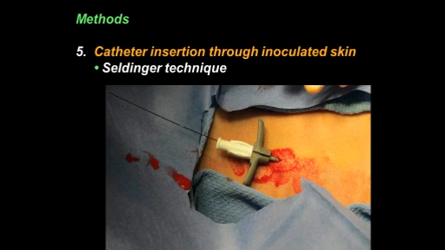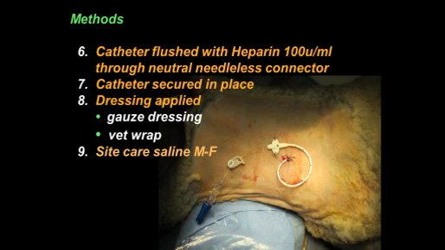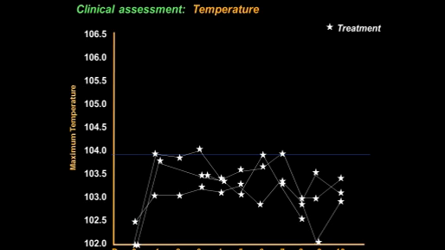They were randomized to, in this one they were placed in each jugular. Catheter insertion again was done by the modified Seldinger technique. The catheter was flushed with heparin 100 units per mil through a neutral needleless connector, and it was never accessed again for the duration of the study. Catheter was secured in place, and this time a gauze dressing is applied with no antiseptic and vet wrap. The site care was done with saline cleansing on Mondays and Fridays.